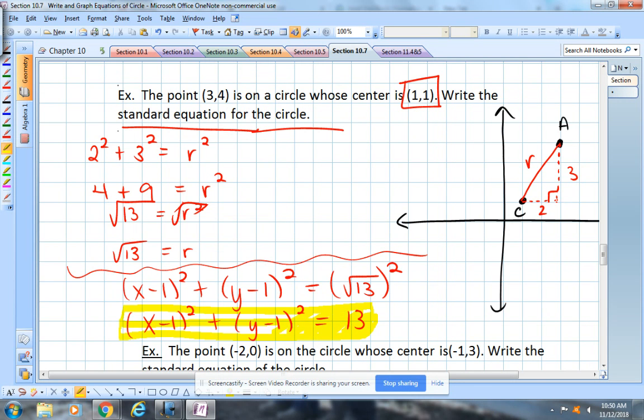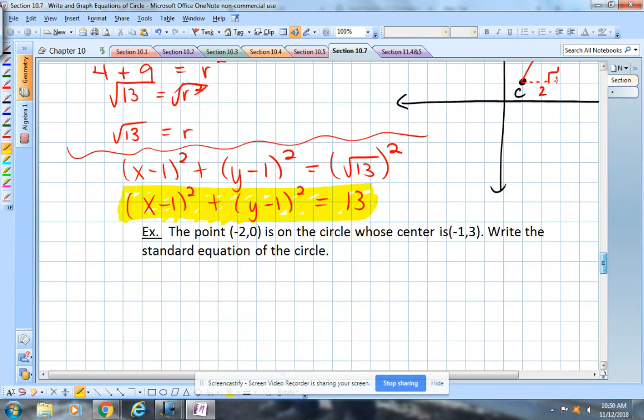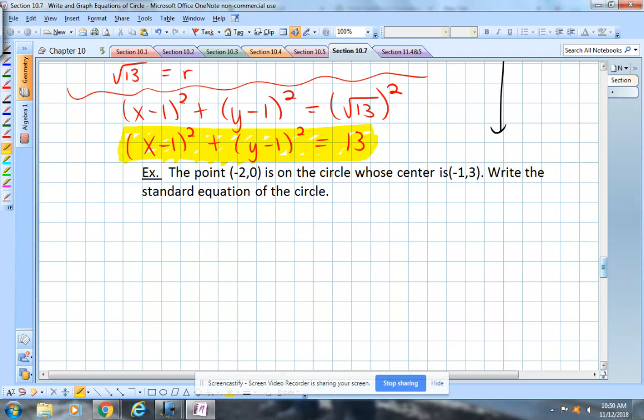All you have to do to get the radius is make a right triangle, do Pythagorean theorem from your center and your outside edge point. Let's try one more of these little friends. It tells me the point negative 2, 0 is on the circle whose center is at 1, negative 3. Sorry, I said backwards. Negative 1, 3. Write the standard equation of the circle.